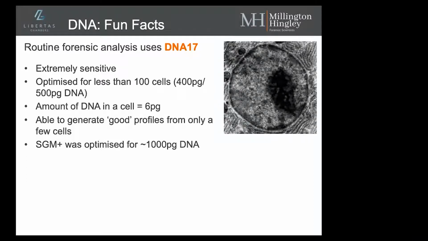To give you a basis to understand how much DNA we need in order to generate a profile, I've said there that it needs about 400 to 500 picograms of DNA. And you're probably thinking, well, what the heck's a picogram? Well, I'm going to try and help you there by saying it's a trillionth of a gram. So I'm sure that's exceptionally helpful. But in a cell, there are roughly 6 picograms of DNA. So you can see how we can start to do the maths and understand how many cells we need.